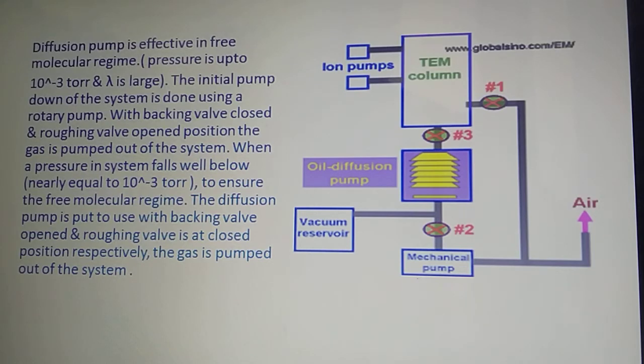The initial pump down of the system is done using a rotary pump with the backing valve closed and the roughing valve in the open position. The gas is pumped out of the system. When the pressure in the system falls well below 10 to the power minus 3 torr, to ensure the free molecular regime, the diffusion pump is put to use with the backing valve open and the roughing valve in the closed position respectively. The gas is pumped out of the system.